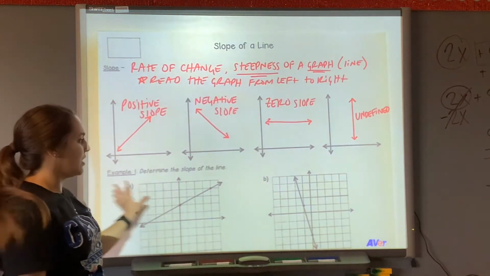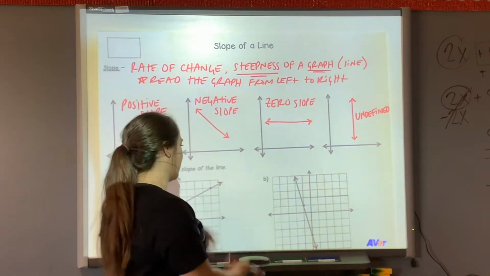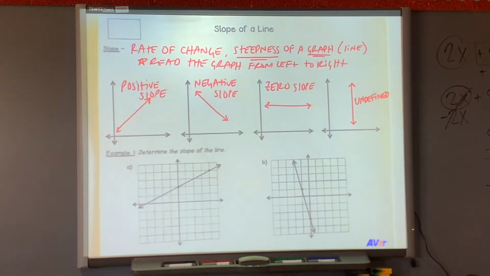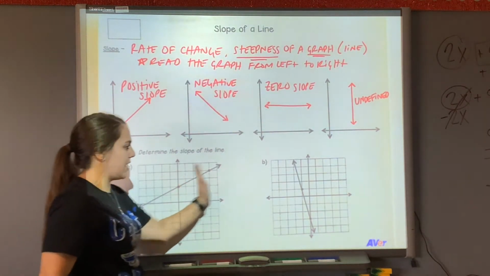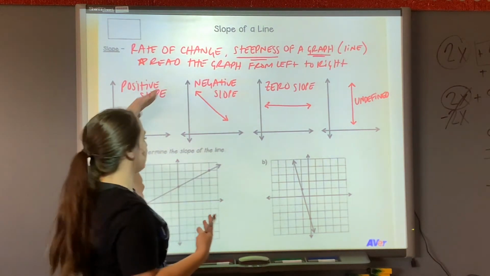So let's go on and try to actually figure out the number version of the slope of these different lines. So first of all, right away, I can tell that this line right here, since I'm reading from left to right, is going to have a positive answer because I know that it is a positive slope.